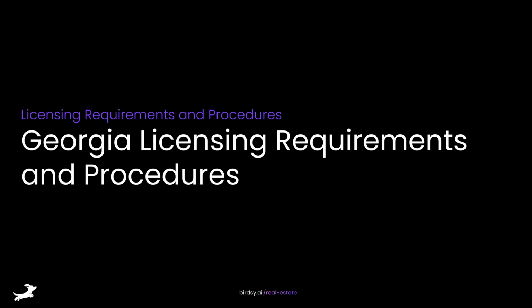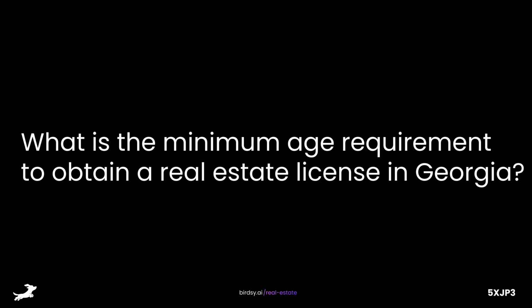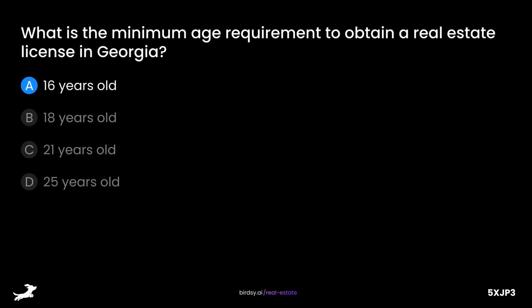Georgia licensing requirements and procedures. What is the minimum age requirement to obtain a real estate license in Georgia? Is it A, 16 years old, B, 18 years old, C, 21 years old, or D, 25 years old? The answer is B, 18 years old.